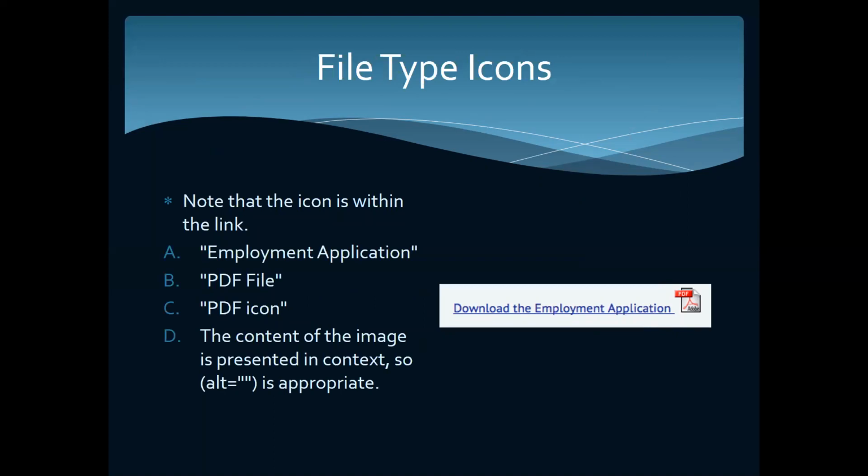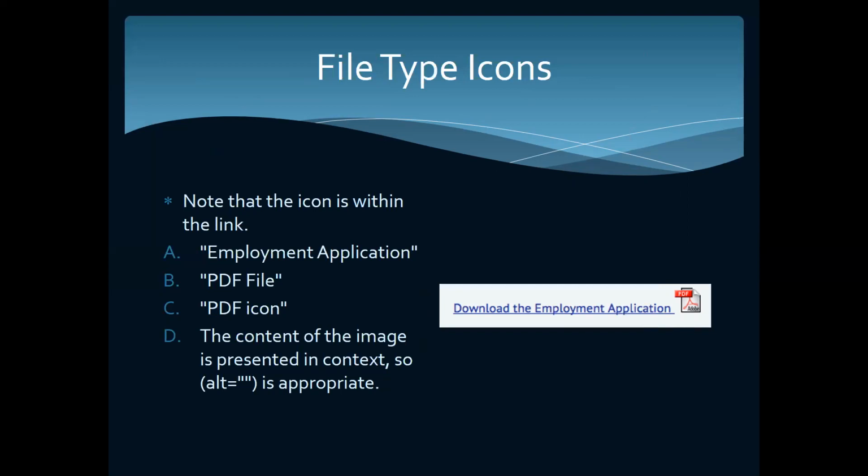This slide includes a screenshot of a portion of a web page. The text, "download the employment application," and an icon representing a PDF file together function as a single link. So both the text and the icon representing a PDF are within the link. What's the most appropriate alt attribute for the icon image in this example? Is it "employment application," "PDF file," "PDF icon," or, since the content of the image is presented in context, a null alt?